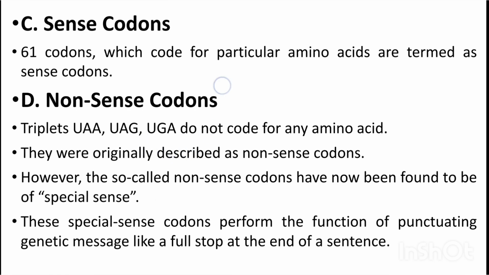Then the sense codon. What is a sense codon? The 61 codons which code for particular amino acids are termed sense codons. Nonsense codons, UAA, UGA, UAG, cannot code for any amino acid, so they were originally described as nonsense codons.